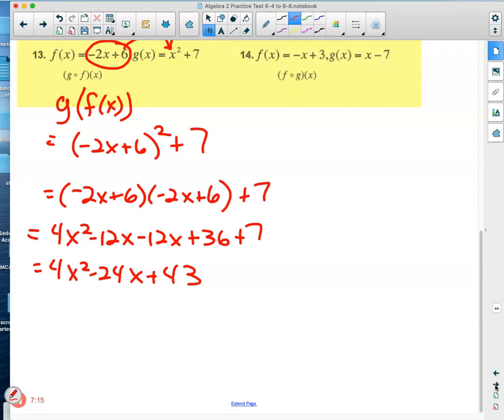Always read the directions again when you're done with the problem, because every once in a while, it'll say, here's your part B for this problem. But this one just said, find the composite. So we're done. That's our final answer right here.